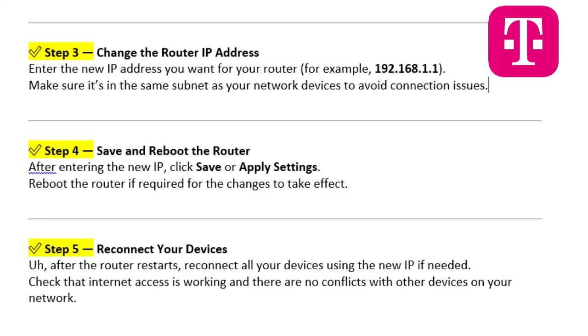Step 4. Save and reboot the router. After the router restarts, reconnect all your devices using the new IP if needed. Check that internet access is working and there are no conflicts with other devices on your network.